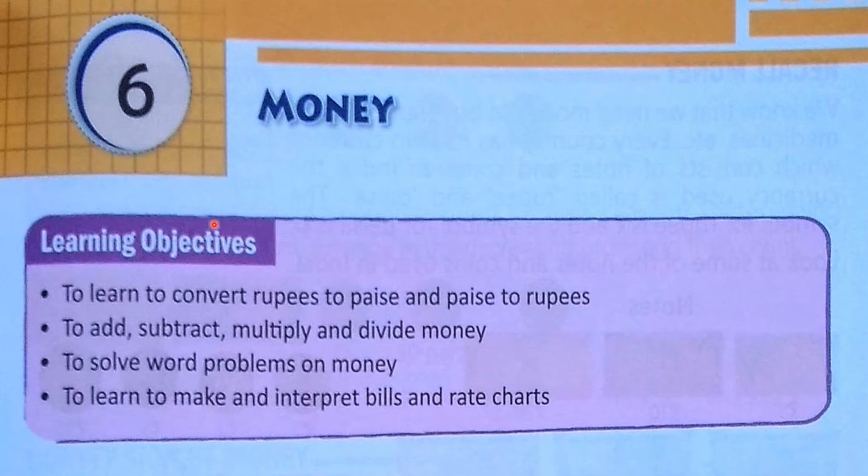Hello everyone. So today we'll start our new chapter, that is money. You know about money, and what we are going to learn in this chapter is how to convert rupees into pies and pies into rupees. We will also learn to add, subtract, multiply and divide money, to solve word problems on money, and to make and interpret bills and rate charts. How will we make bills when we go to the market to buy many things?